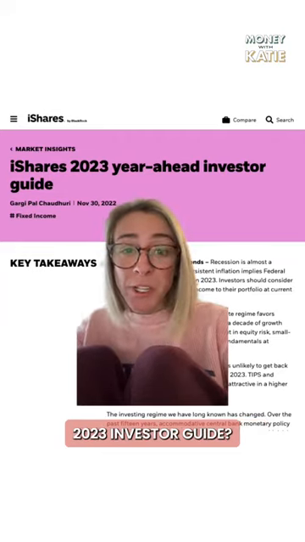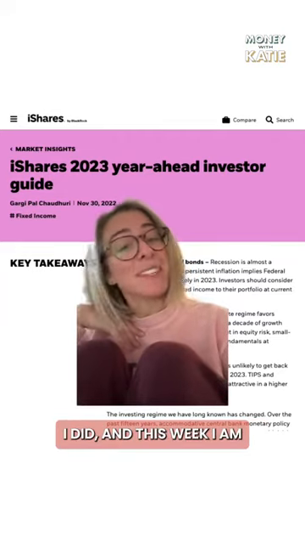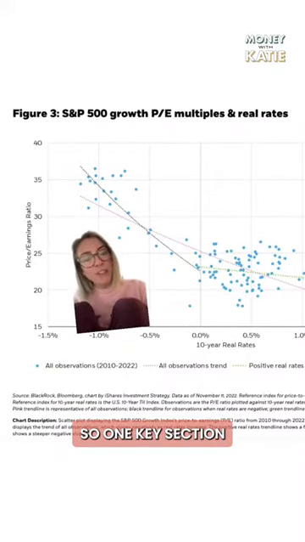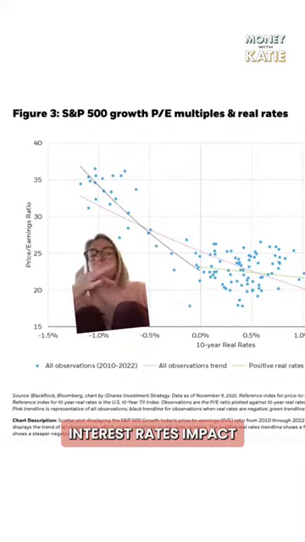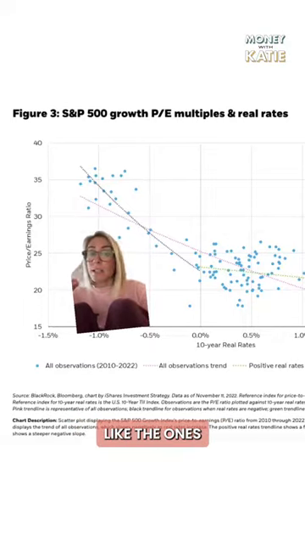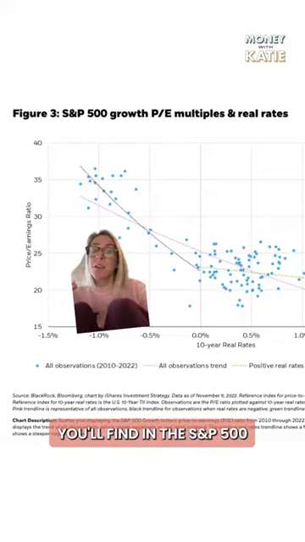Have you read BlackRock's 2023 Investor Guide? I did. And this week, I am breaking down what's in it. I'm in a graph. So one key section focused on the way interest rates impact something called PE ratios in growth stocks, like the ones you'll find in the S&P 500.